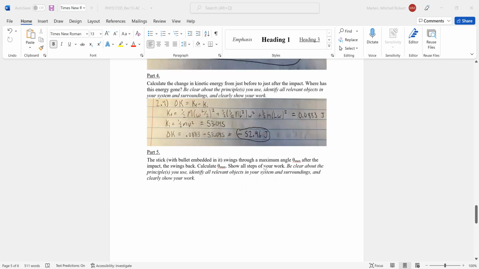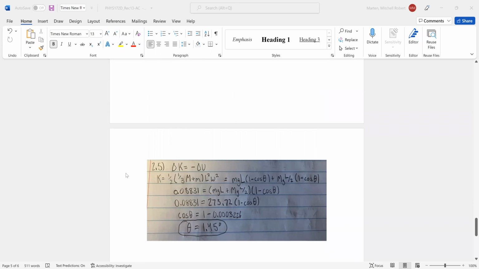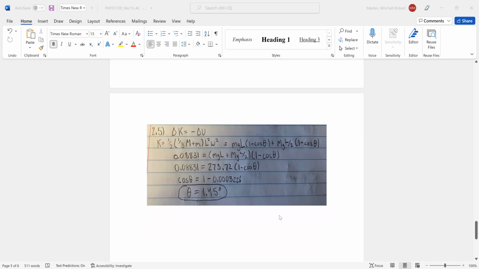Yep. And then for the theta max, I use the energy principle to solve it. So delta K is equal to negative delta U. So similar to before, you just see that K is equal to 1/2 times I omega squared. And then you set it equal to the potential energy after it stopped moving, which would be MGL (1 minus cos theta) plus MGL over 2 (1 minus cos theta). And then just do a little bit of algebra, rearrange some things, and you see that theta is 1.45 degrees.